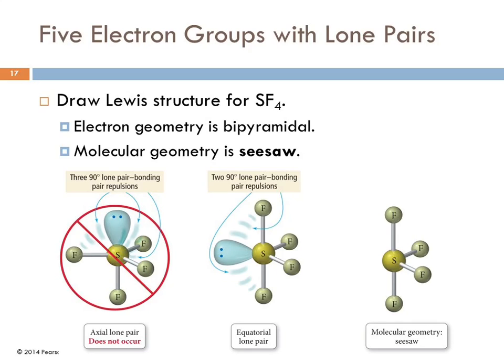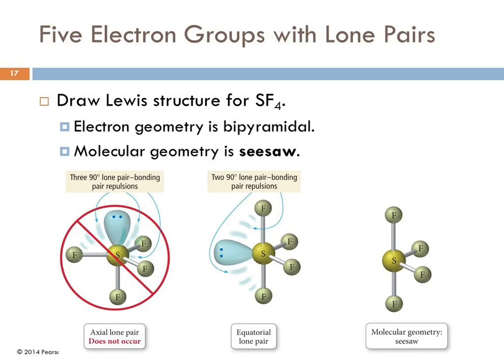So what if we have 5 electron groups with lone pairs? What we did is we went through all the possibilities, without lone pairs, and now we're going through them with lone pairs. Okay, let's just draw the Lewis structure for SF4 and see what happens.